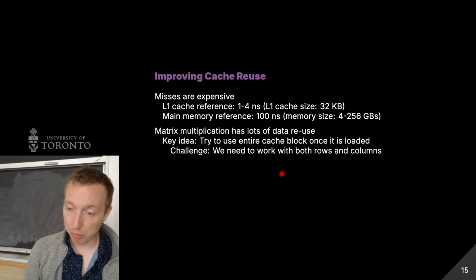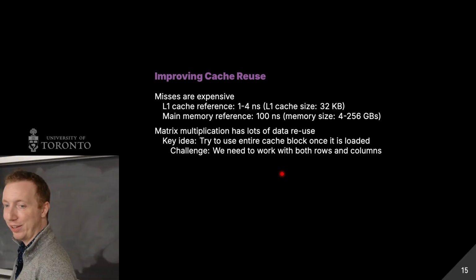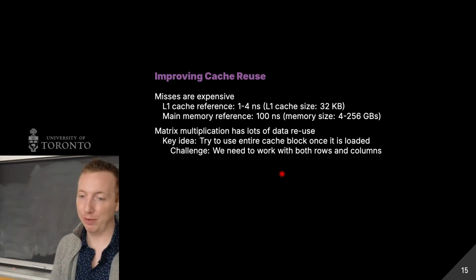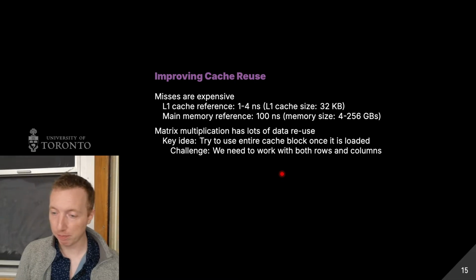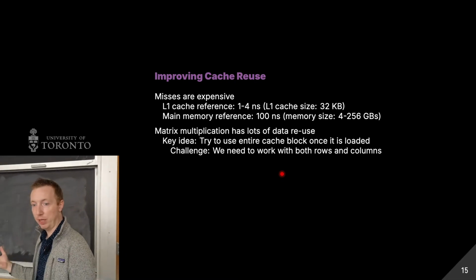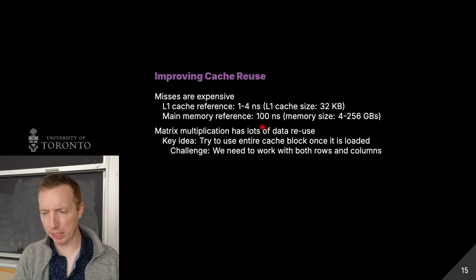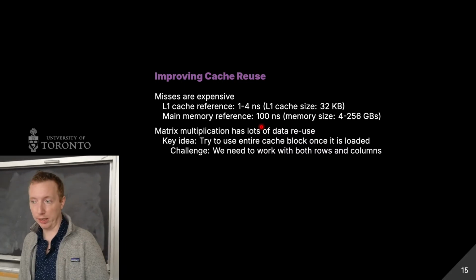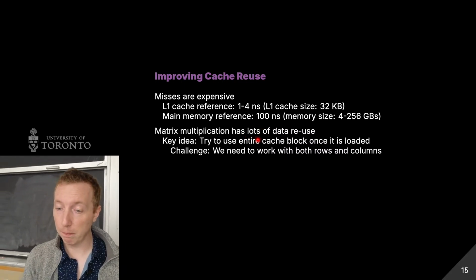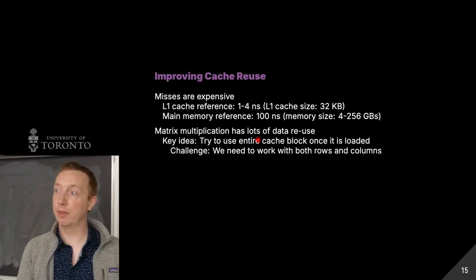So to improve cache reuse, right? Misses are very expensive. L1 cache references are like just 1 nanosecond or maybe 4. Cache sizes are 32 KB, pretty small, but big enough. And main memory references are like 100 nanoseconds and you have gigabytes. So matrix multiplication, if you actually look at it, has a lot of data reuse, right?